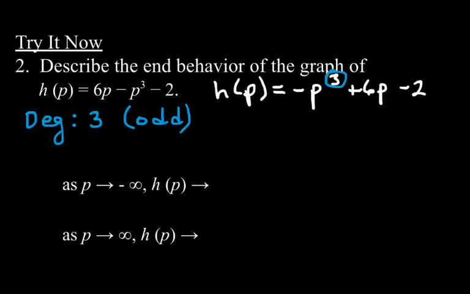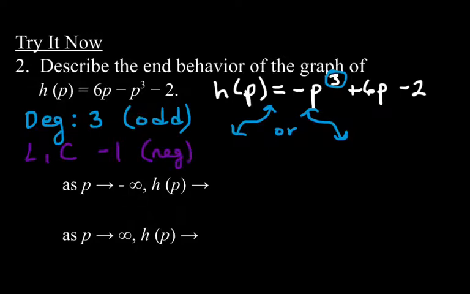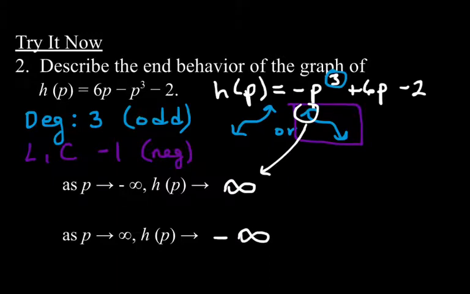Odd. So it's either going to look like this power function or like this power function. I didn't do a very good job here giving us other examples because all of these were odd. Then we want to look at the leading coefficient. Leading coefficient is a negative 1. So that means it's negative, and that's the important part there. That means it's been reflected, and it's going to look like this. So if we look at the left-hand side, we can see that graph is going up, so positive infinity. And when we look at the right-hand side, we can see that graph is going down, so negative infinity.